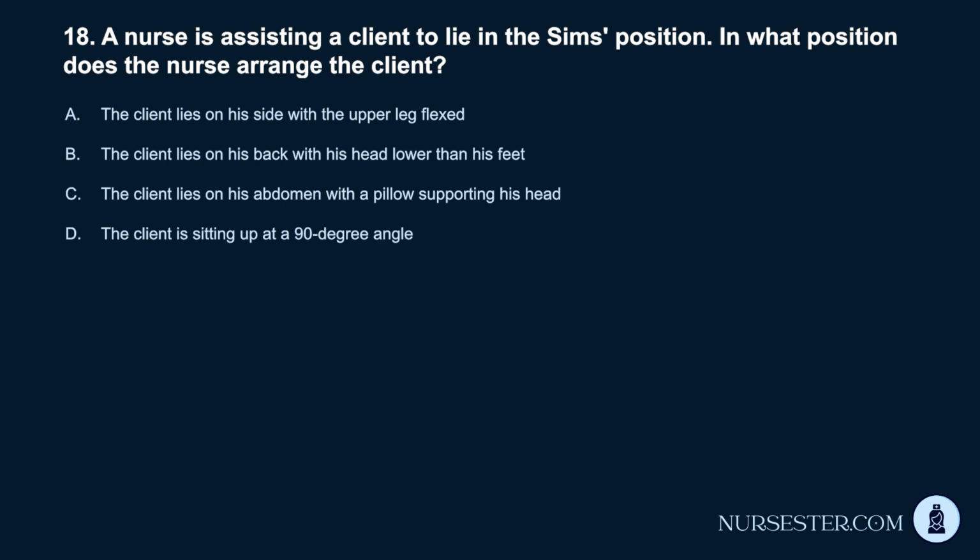In what position does the nurse arrange the client? A. The client lies on his side with the upper leg flexed. B. The client lies on his back with his head lower than his feet. C. The client lies on his abdomen with a pillow supporting his head. D. The client is sitting up at a 90-degree angle. Correct answer: the client lies on his side with the upper leg flexed.